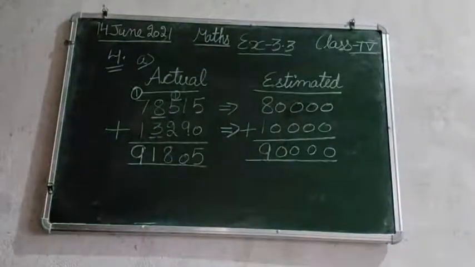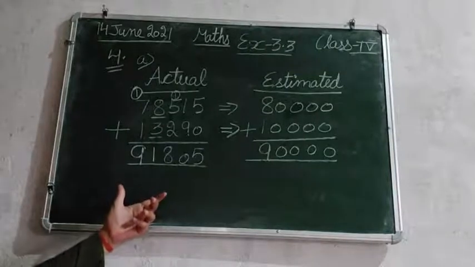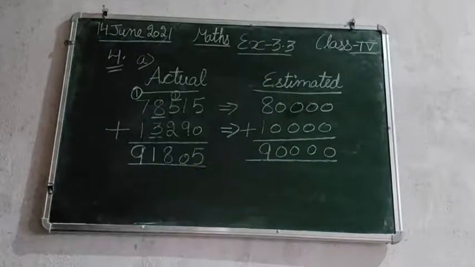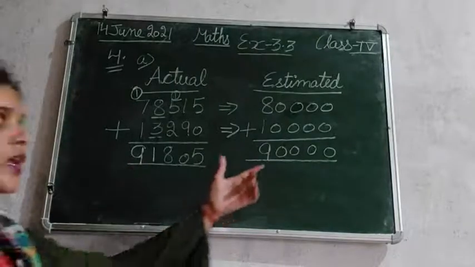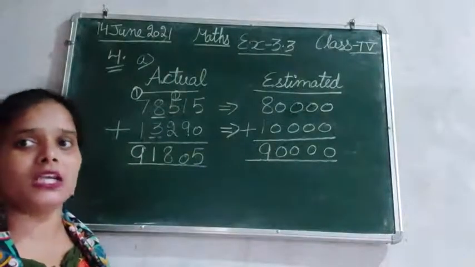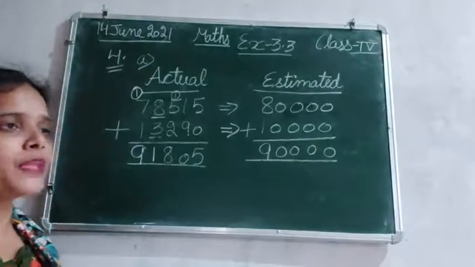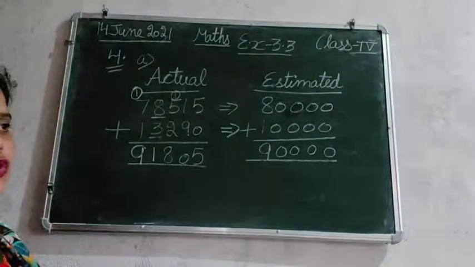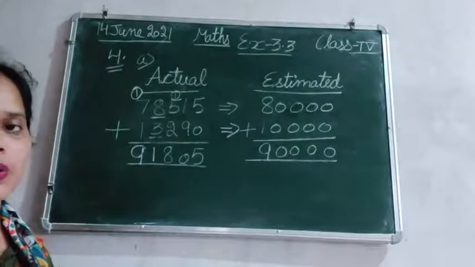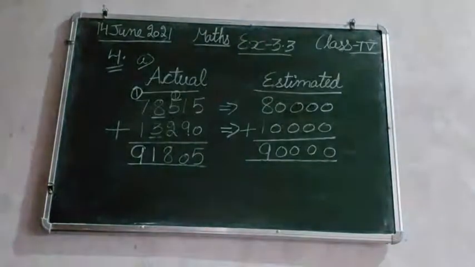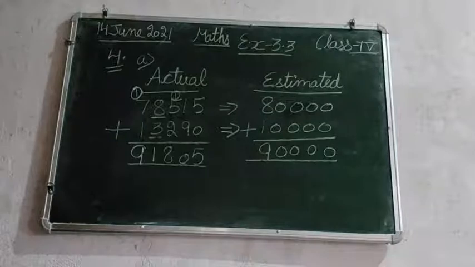So the estimated sum is 90,000, whereas the actual sum is 91,805. Okay. So this is the actual and estimated sum of the given two numbers. So this is the solution of question number 4, A part of exercise 3.3. You can pause your videos here and note it down in your notebooks.